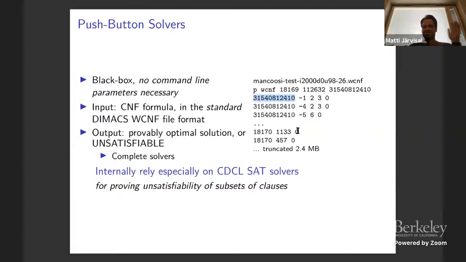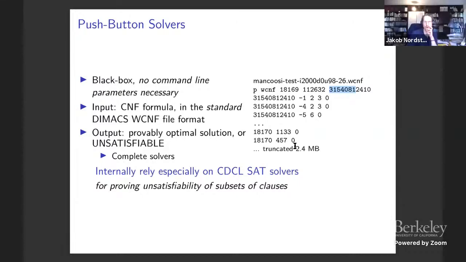Before the clause, as the first thing on each line, there's a weight. And there's a so-called top weight that allows you to state that a particular clause is hard, so sort of representing infinite weight, essentially. Oh, so in the format, there are no hard clauses, but you have to make them hard by making ridiculously large weights.